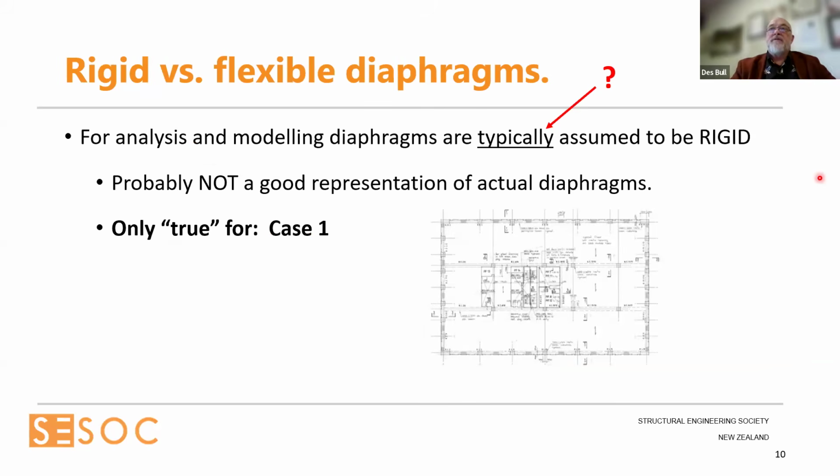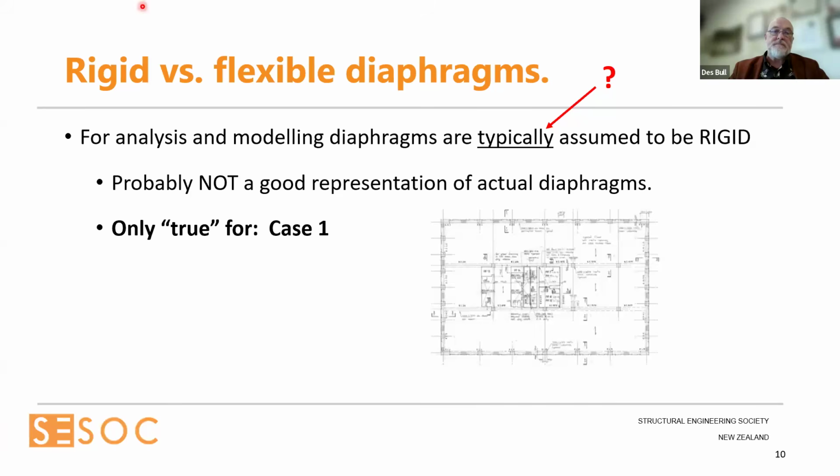On rigid and flexible diaphragms, I'll just read out the first line. For the analysis and modelling of diaphragms are typically assumed to be rigid. That's the traditional way of doing it. Funny enough, it's not a particularly good representation of actual diaphragms. And rigid diaphragms only really apply in one case.